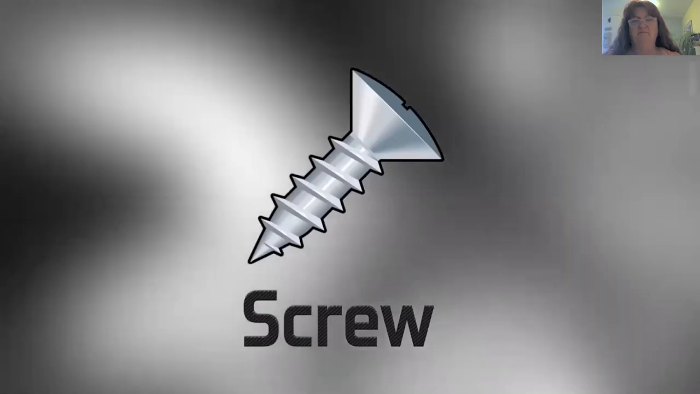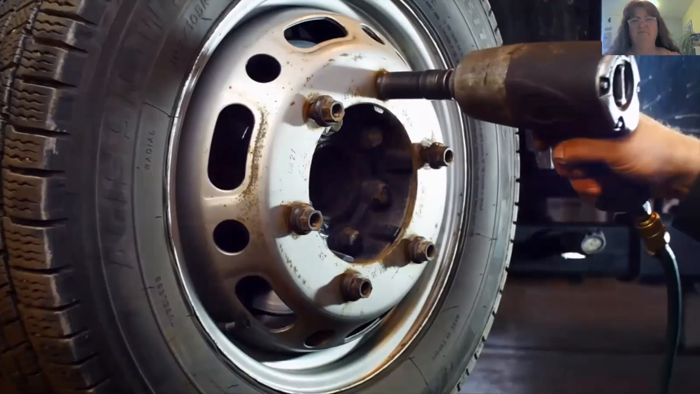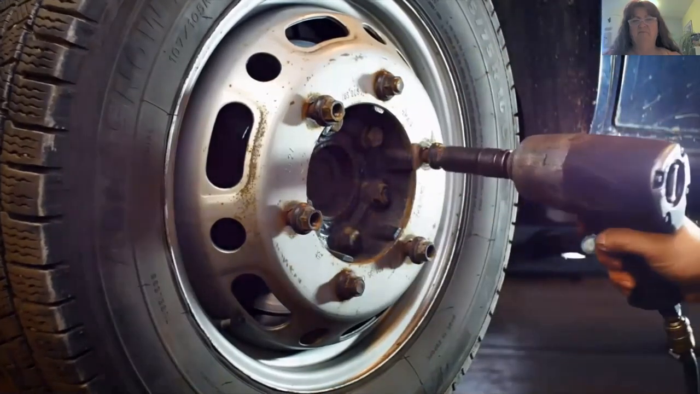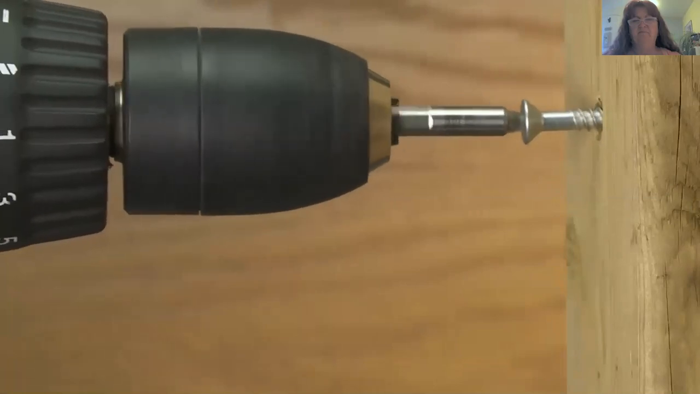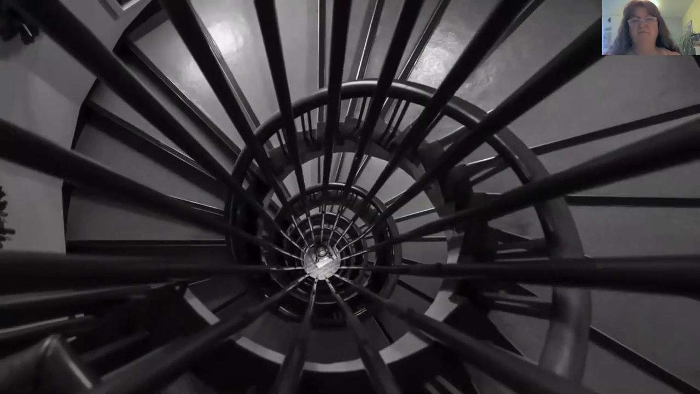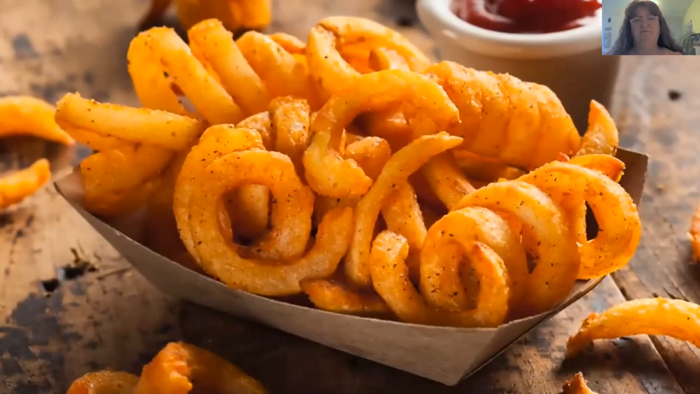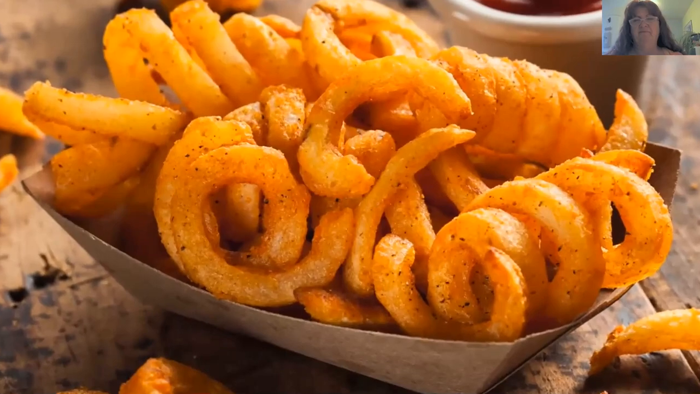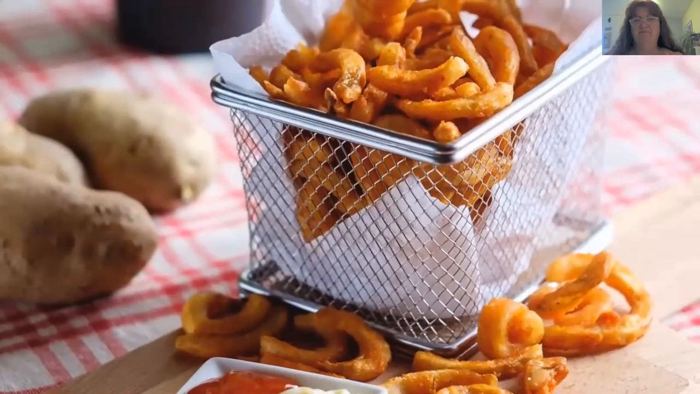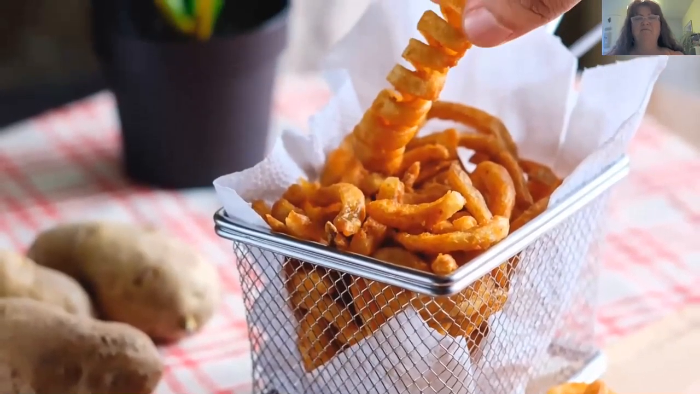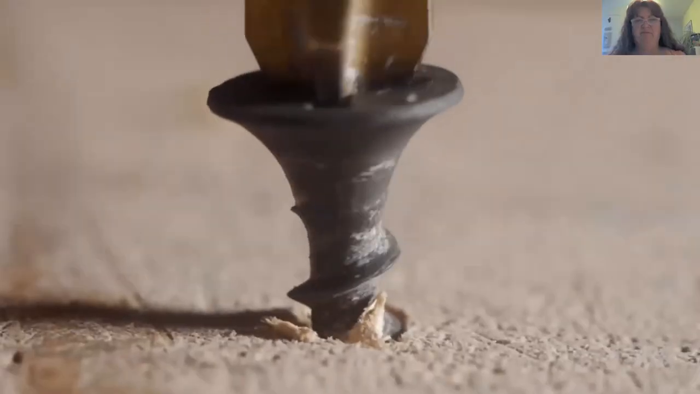Look at the screw, a simple machine all by itself. With the screw, I can attach things to a wall. I can drill a hole. I can seal a bottle with a screw-on cap. And the spiral staircase? Yep, a screw. What about curly fries? I don't think they're a simple machine, but these sure do look yummy, and I'm getting hungry. But the screw is a very cool simple machine.